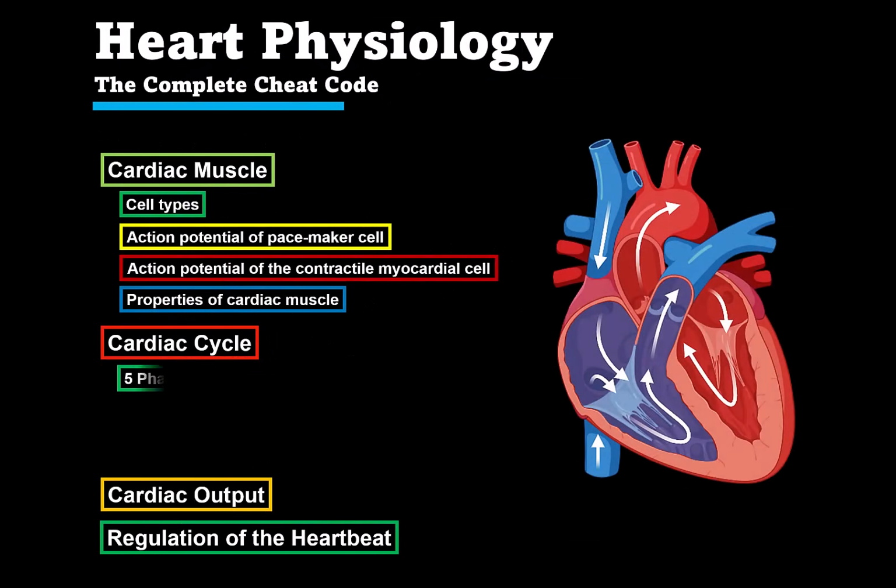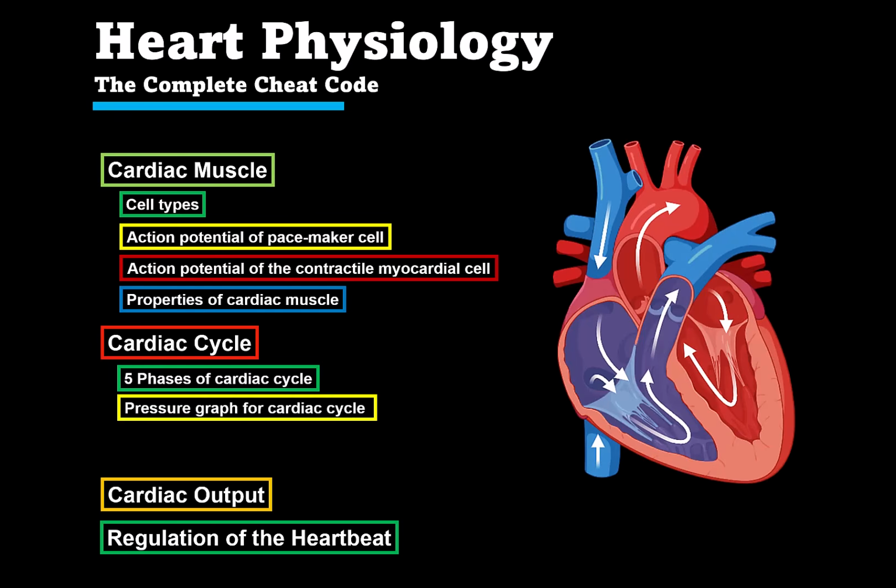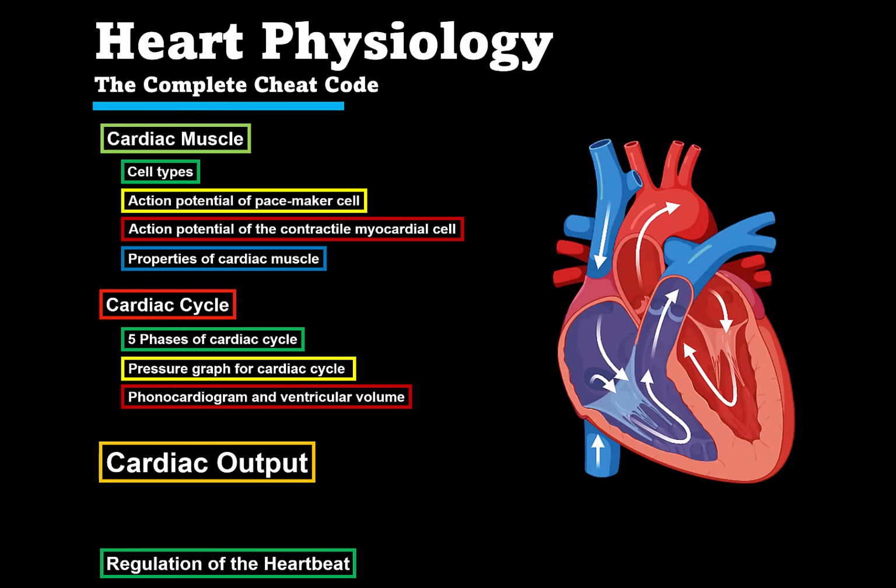We covered all the 5 phases of the cardiac cycle. Tell me, what is the name of the 5 phases again? Atrial systole, isovolumetric contraction, ejection, isovolumetric relaxation, and passive filling phase. Awesome. What else did we cover? We made a pressure graph for the cardiac cycle showing pressure of the left ventricle, left atria, and the aorta. And we added the phonocardiogram for the heart sounds and covered the ventricular volumes at each phase of the cardiac cycle. The next video is going to be about the cardiac output.